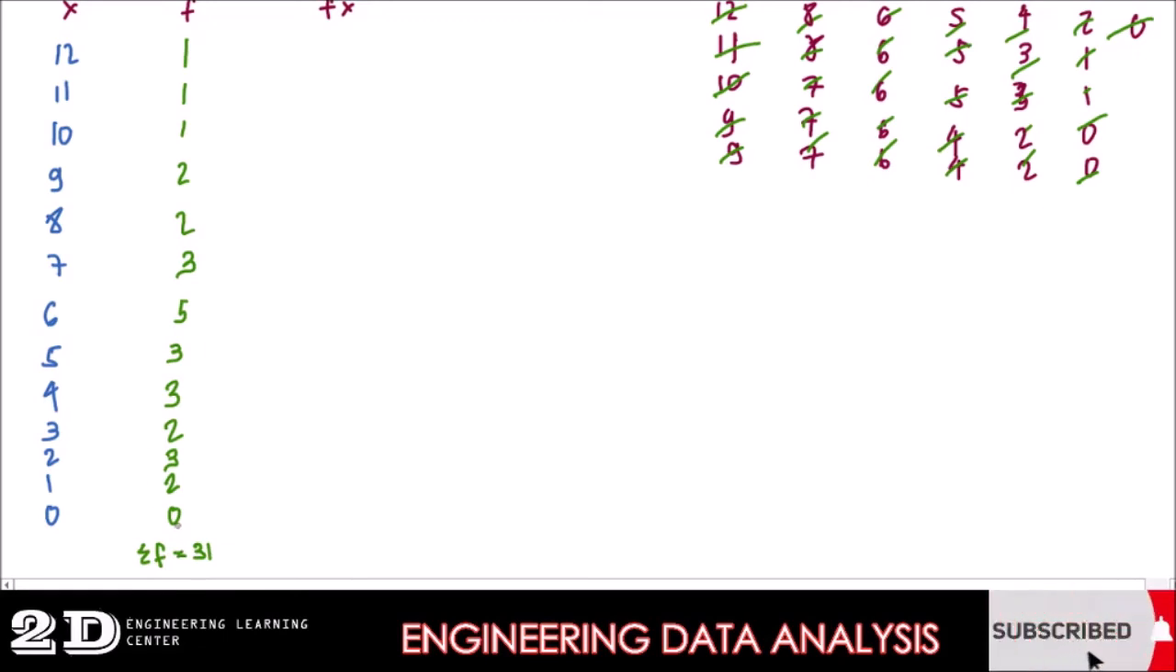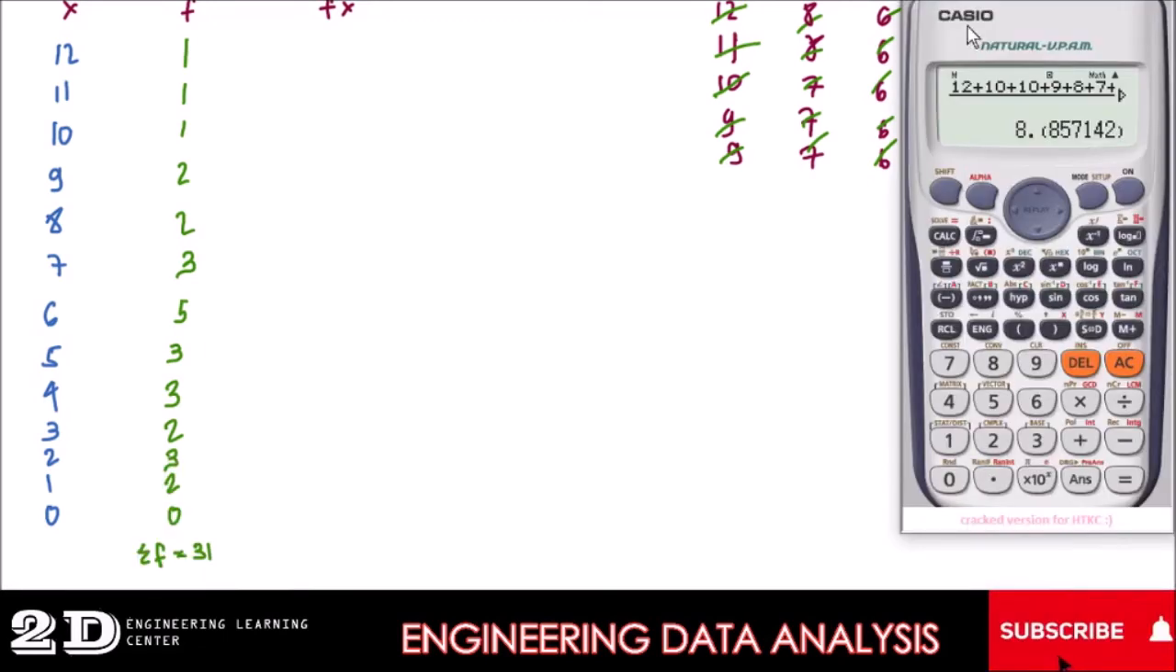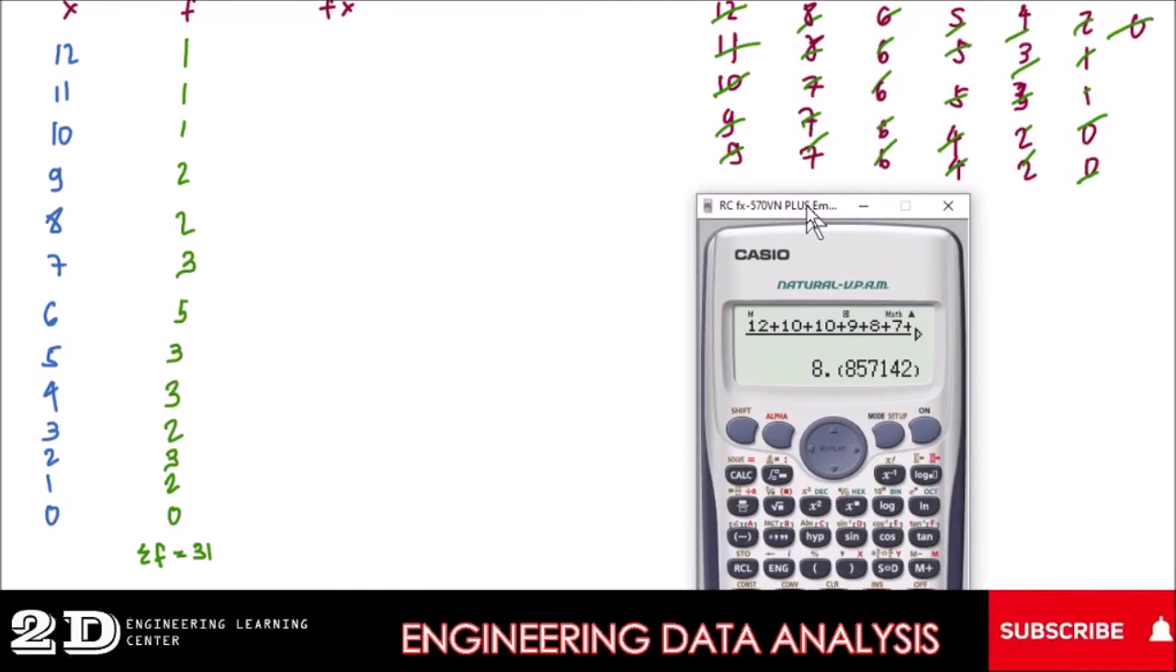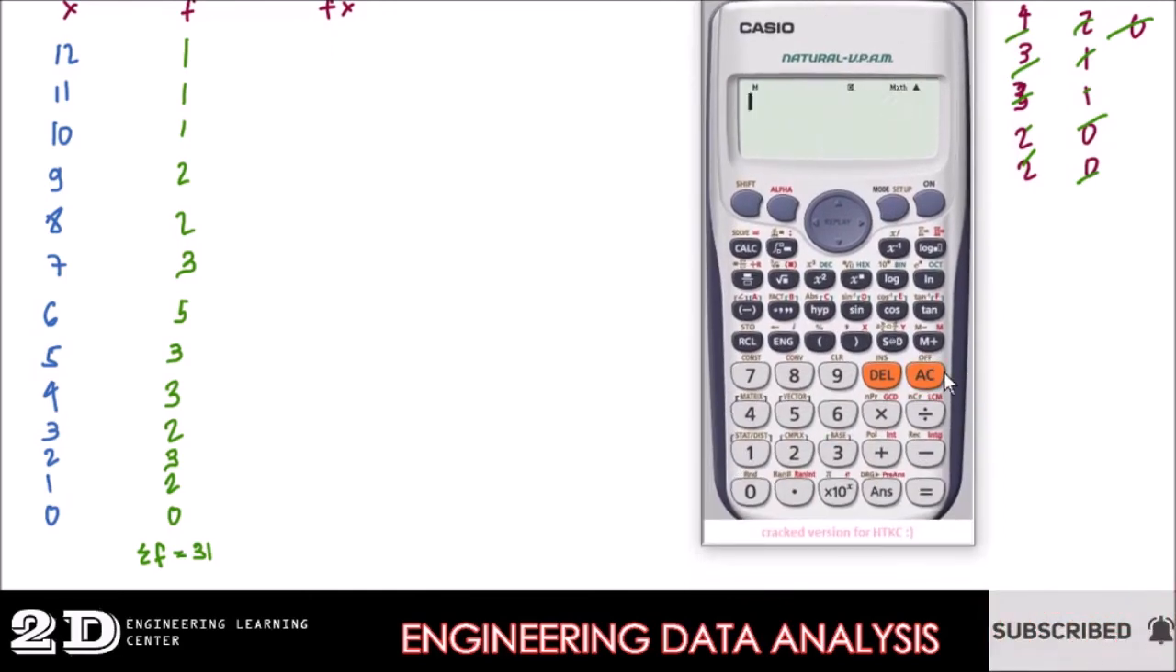So let's just check first if it is really 31. This is one way of checking if you have really given each of the data their correct frequency, by getting the sum of the table. Okay, so we have 3, 1, so that is 3 plus 2 plus 2 plus 3 plus 5 plus 3 plus 3 plus 2 plus 2. That is equal to, okay, so we have a little bit of confusion. This one will be 31, so let's just recheck.